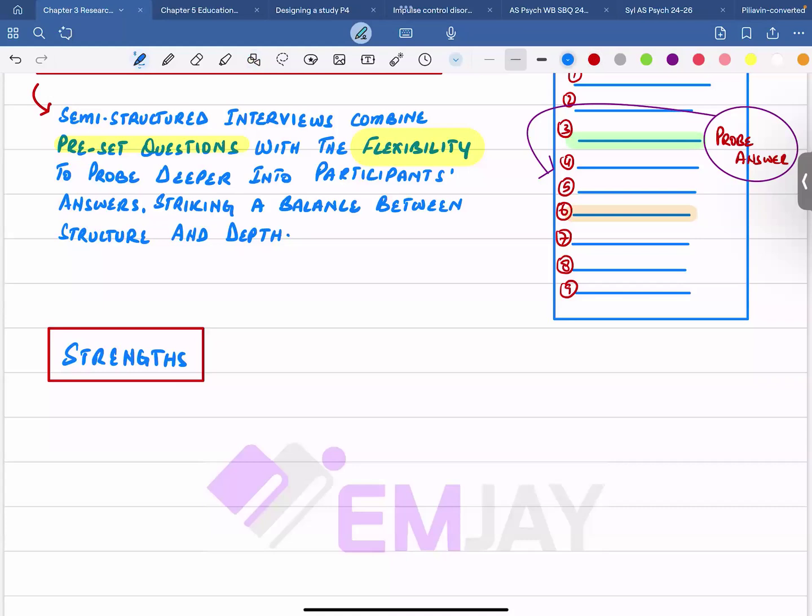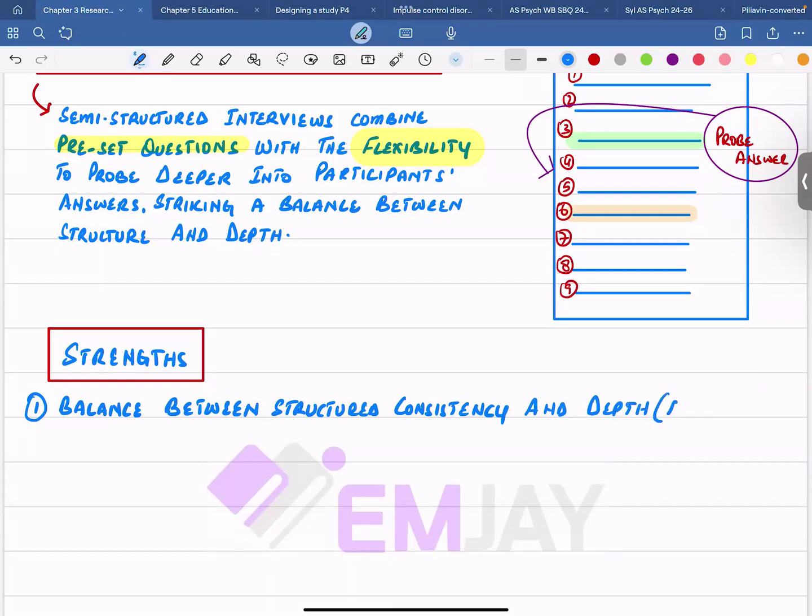So the first point I'd like to bring into discussion is structured consistency, the balance between structured consistency and the interviewer having the option of exploring more depth or detail. So this is often referred to as a balance, and this is always seen as a balance between structured consistency and depth, that is detail. You have an option of getting details through this.